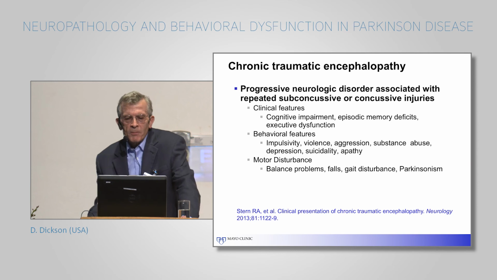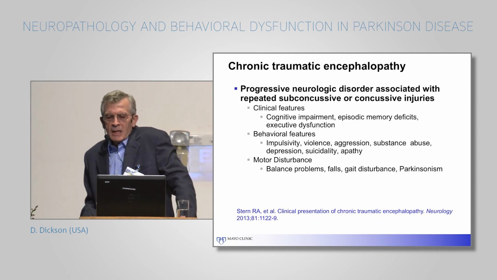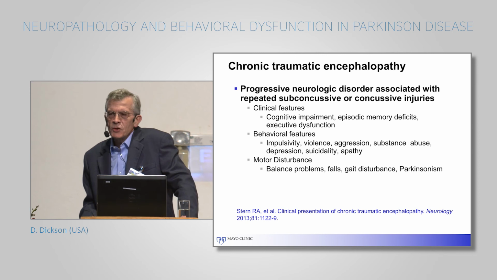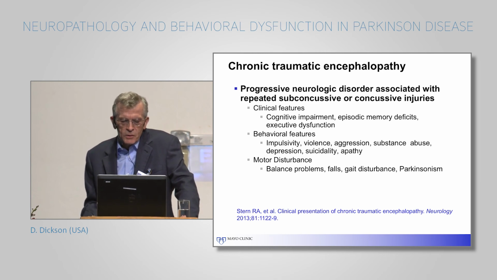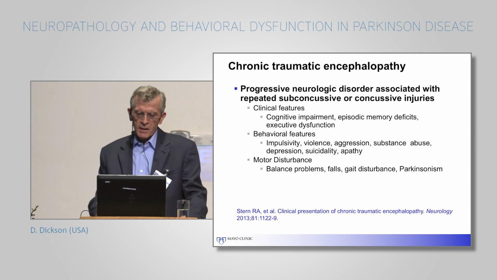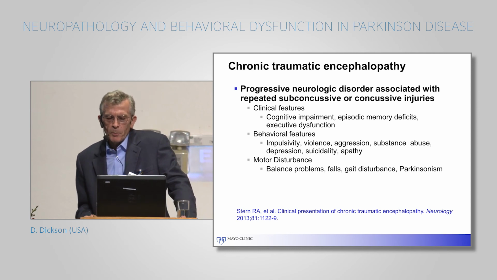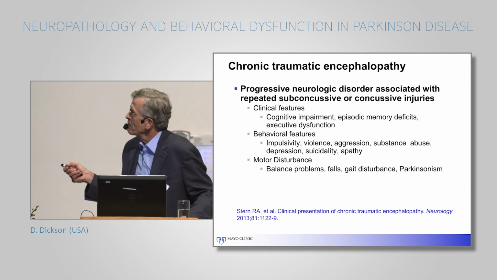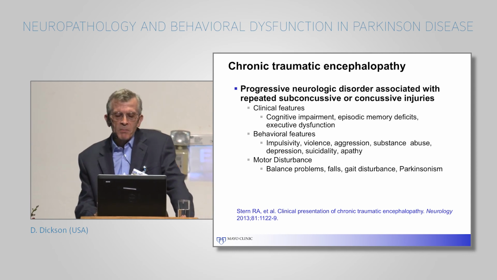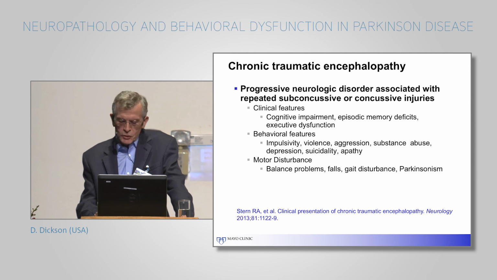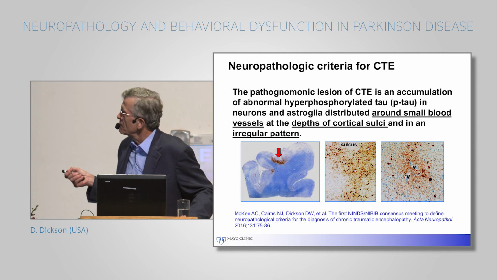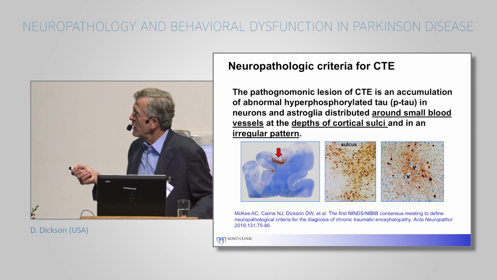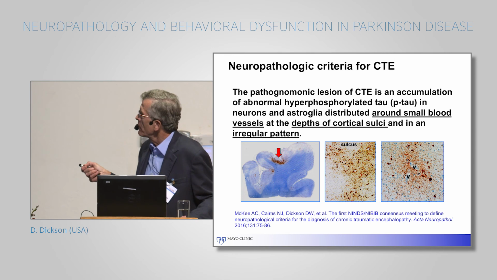I want to just briefly touch on chronic traumatic encephalopathy. This is a syndrome associated with repetitive subconcussive and concussive head injuries. There's a lot of interest in this in terms of sports, and the clinical features include Parkinsonism, but also behavioral features that can somewhat mimic a frontal lobe dementia syndrome. The pathologic lesion of CTE is accumulation of tau at the depths of sulci around blood vessels.